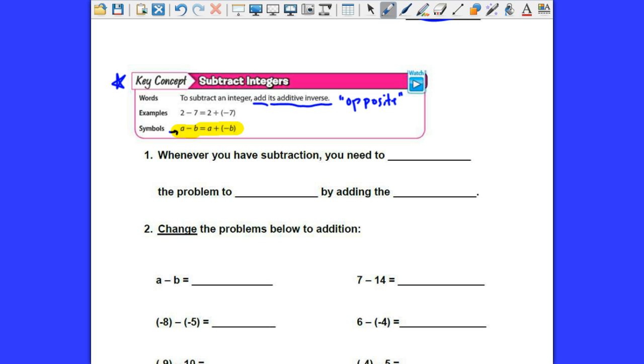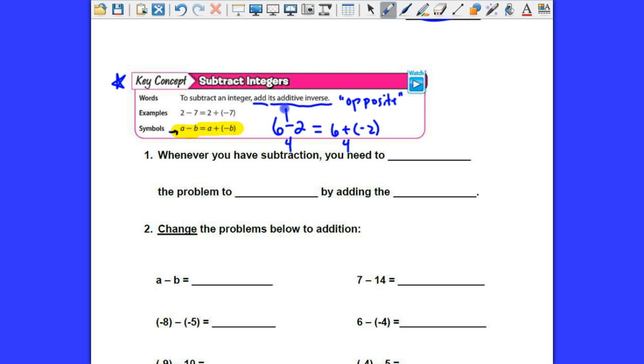Here's a really easy example. Watch this. Let's take a problem we know, really simple. Okay, 6 minus 2. Hopefully you know that that's 4, right? All right, watch this. 6 plus negative 2. What's that? Well, if you paid attention last week, you know that that's 4. These two things are the same.